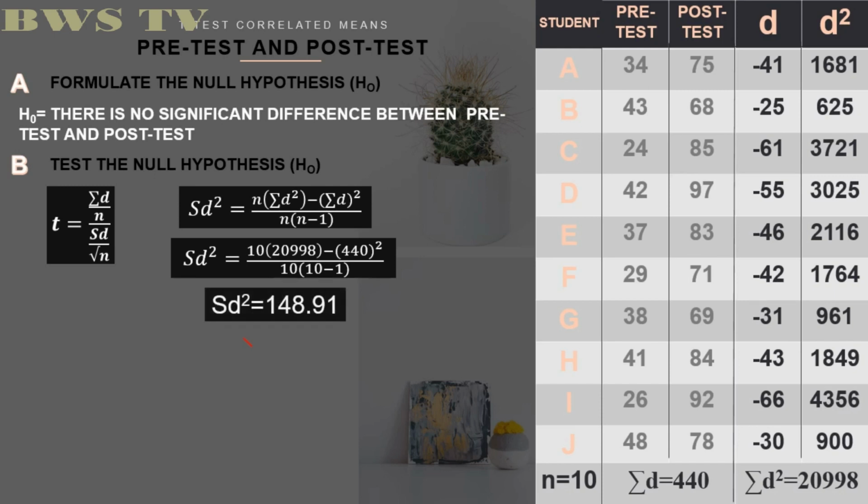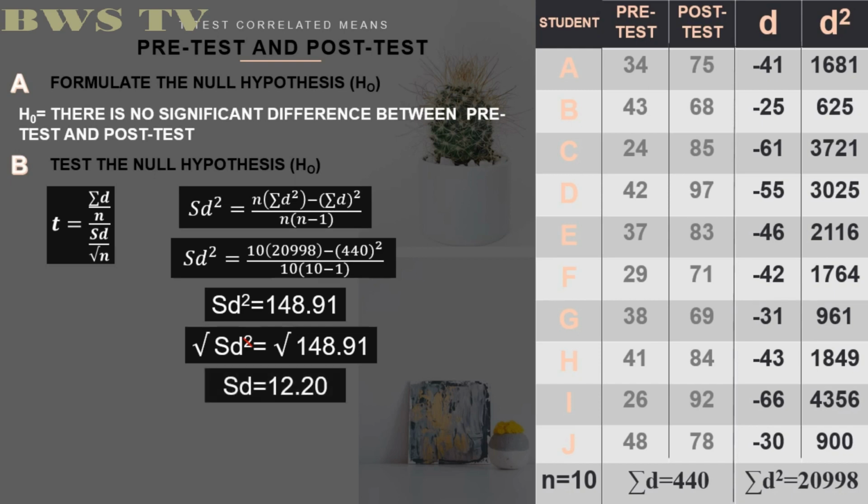The answer is 148.91. Now that we have the SD squared, we remove the square because what is needed in the first formula is SD, not SD squared. We will square root the value to remove the exponent too. So the square root of SD squared will be SD, and the square root of 148.91 will be 12.20.